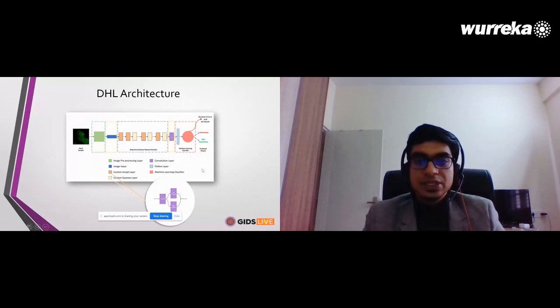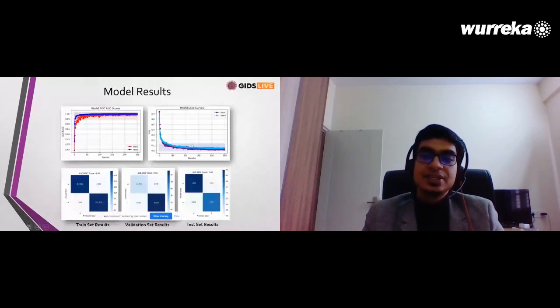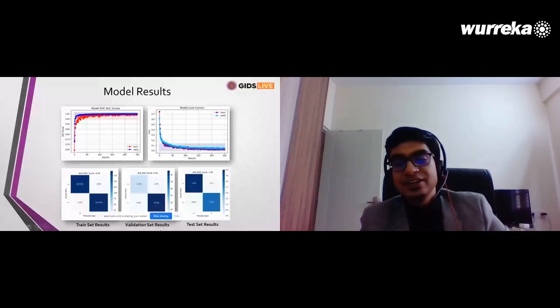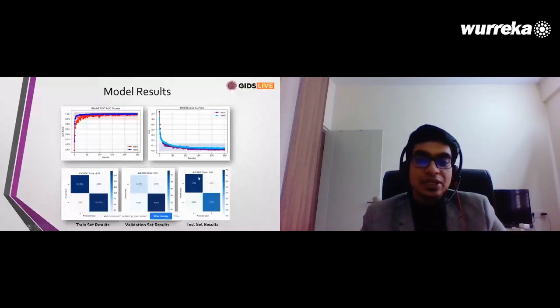And even if we see the loss curves, we can clearly see that there is no presence of significant overfitting and not even underfitting. It is actually showing a very good fit that we got using the deep hybrid learner model. And similarly, if we see the confusion matrix results over the training set, validation set, and the test set, the results are quite promising and much better than the human level accuracy that we initially thought about. That was our benchmark target.